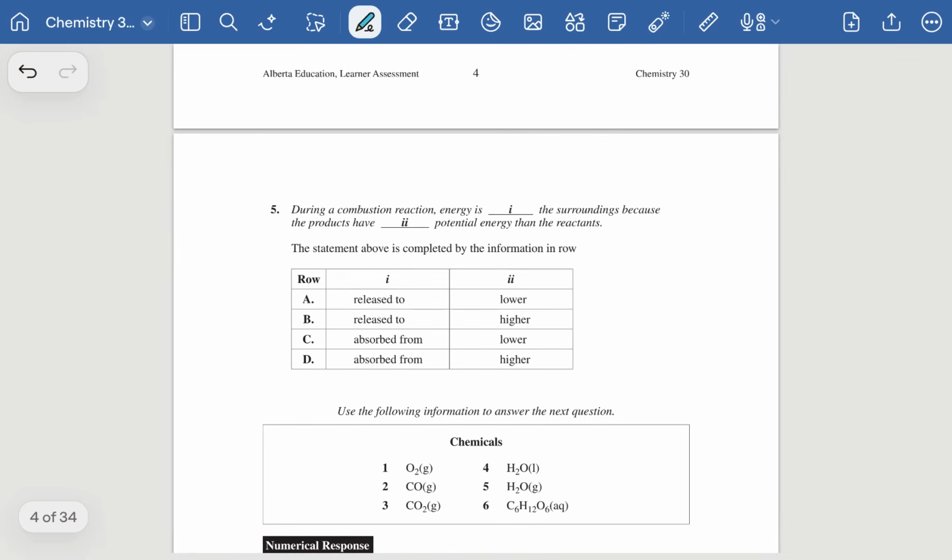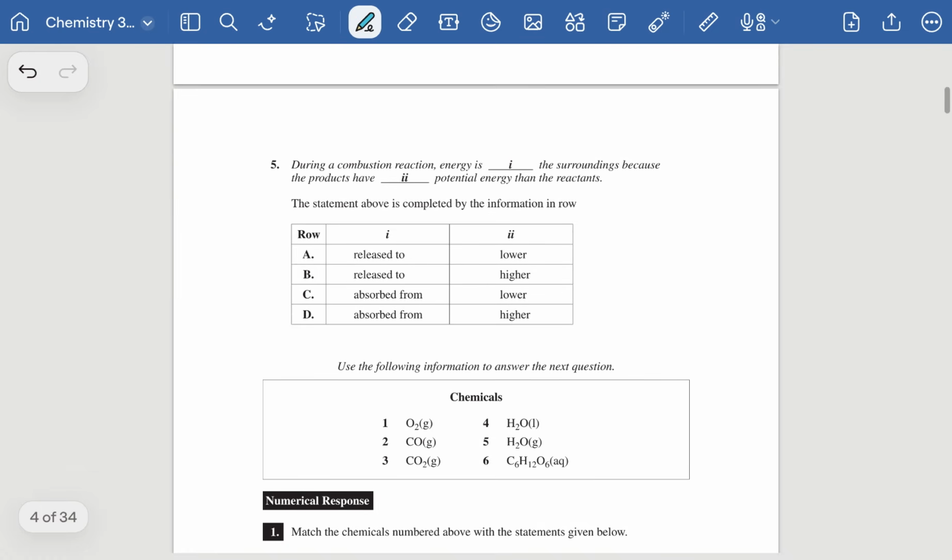Our next one: during the combustion reaction, energy is blank to the surroundings, so hopefully we know it's released, and the products will have blank potential energy than the reactants. If it's exothermic, just do a quick potential energy diagram. Reactants have more potential energy than the products. Because it's asking us to compare to the reactants, the products have a lower potential energy.